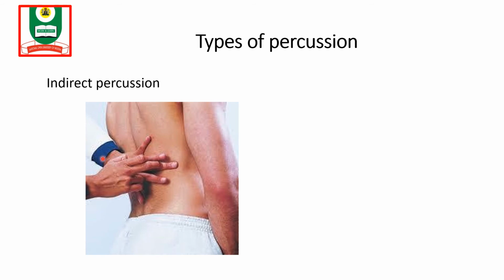So for this, you place the non-dominant hand on the area that you want to assess, and you look at the middle finger placed there. That is the middle finger that is going to be used to elicit the sound from the structure you are trying to examine. Now you use the middle finger of the dominant hand to strike the middle finger placed on the structure, making a strike on the site, and you assess the sound elicited.